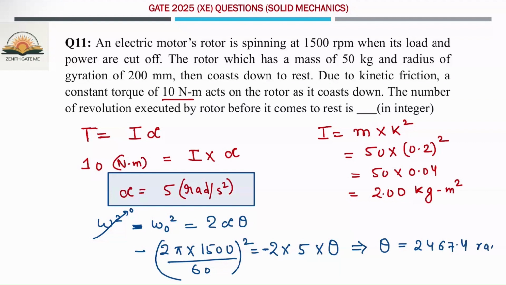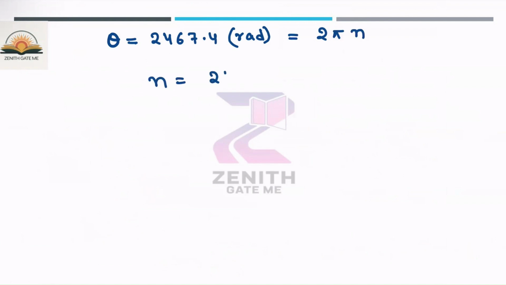2467.4 radian. Okay, the angular displacement you have calculated is 2467.4, but you have to calculate the number of revolutions. You know the relation between the number of revolutions and the angular displacement. So theta, 2467.4 radian, is equal to 2 pi into the number of revolutions. From here you can easily calculate 2467.4 divided by 2 pi, which is 392.7.